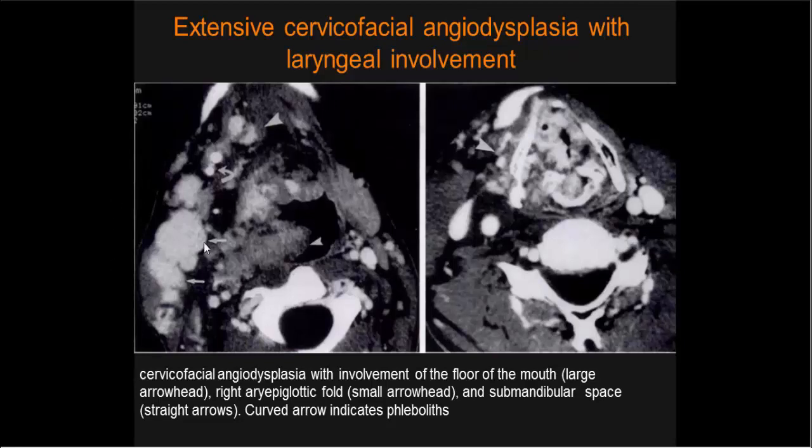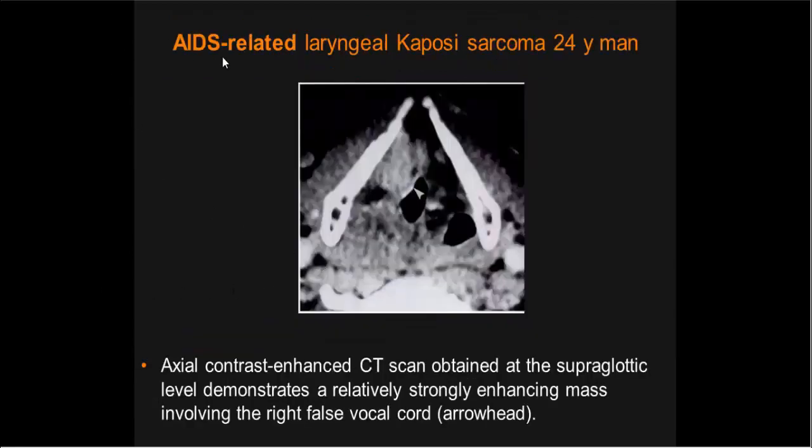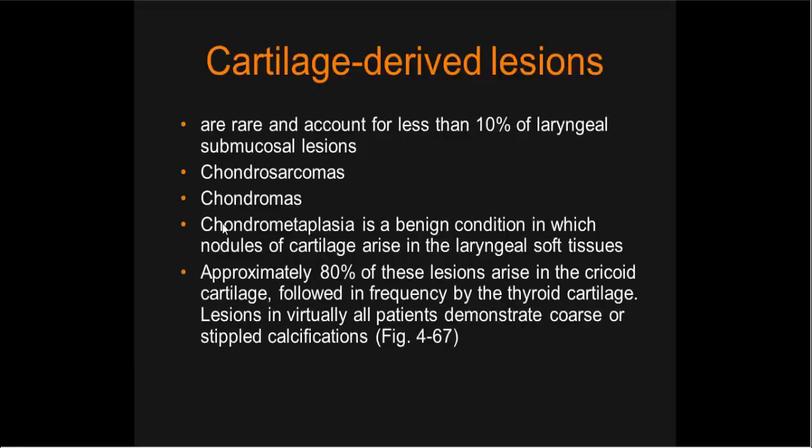Cervicofacial angiodysplasia with involvement of the floor of the mouth and right aryepiglottic fold; the submandibular space is also involved. This is cervicofacial angiodysplasia. It's related to laryngeal Kaposi sarcoma. Axial enhanced CT demonstrates, at the supraglottic level, a relatively strongly enhancing lesion involving the right false vocal cord.